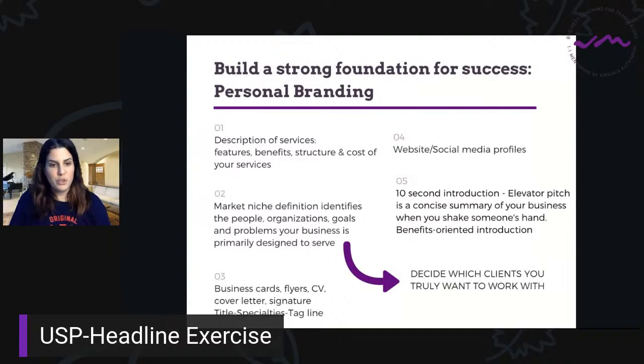Step number 2 for the personal branding: you need to find your market niche. And what is the market niche definition? It identifies the people, organizations, goals, and problems your business is primarily designed to serve. And this is what I miss, Maida and Elena, through your unique selling proposition. Even if you're very clear on what you do, I don't see that you identify the people, organizations, goals, or problems of the businesses you help to solve.